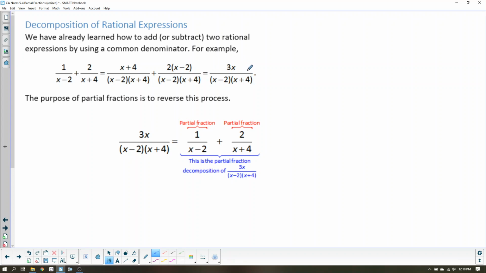The method of partial fractions is going this direction. We will start with this expression, and we want to express it as a sum of what we would consider to be more simple fractions, each fraction having a single term in its denominator. So each of these addends are called the partial fractions, and together it is the partial fraction decomposition. So we're just doing the process in reverse.